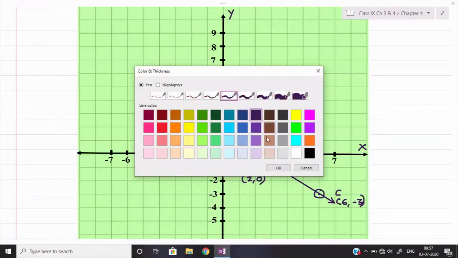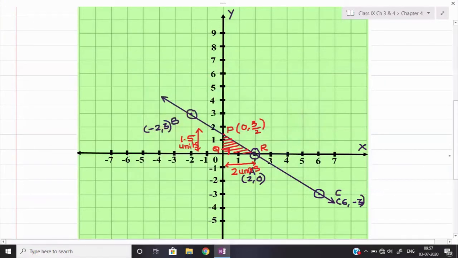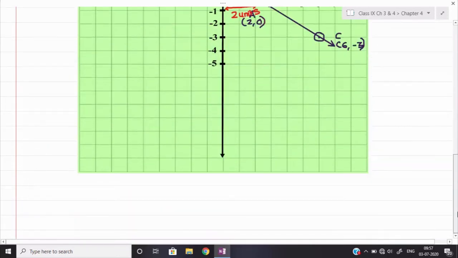So first I am finding the area. Let us see in the downs. So here we can say that therefore area of triangle PQR is equal to 1 upon 2 into base into height. This is a formula.